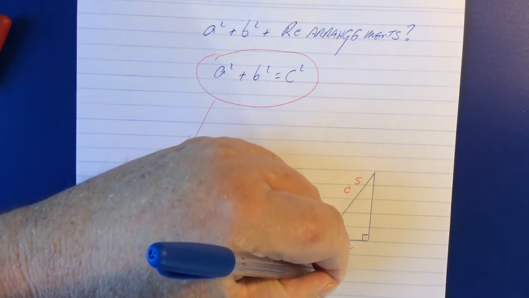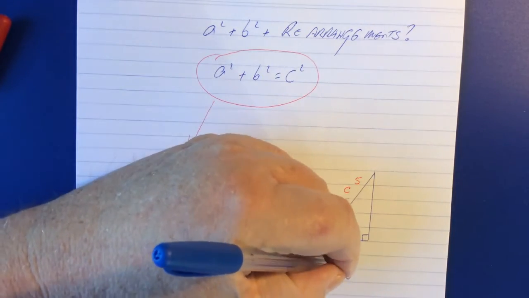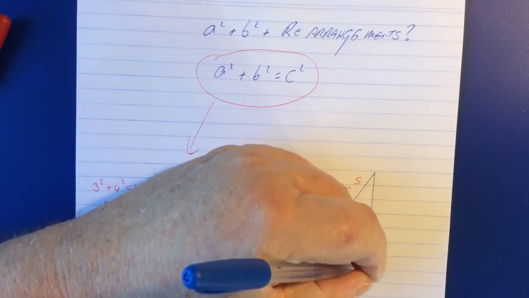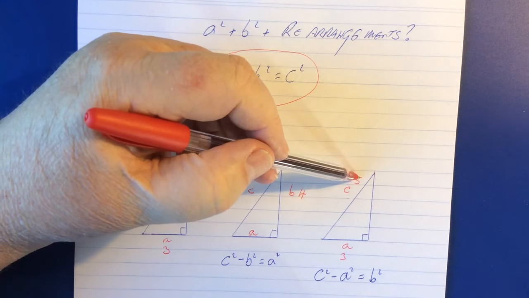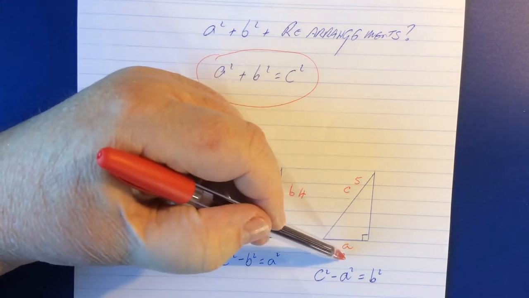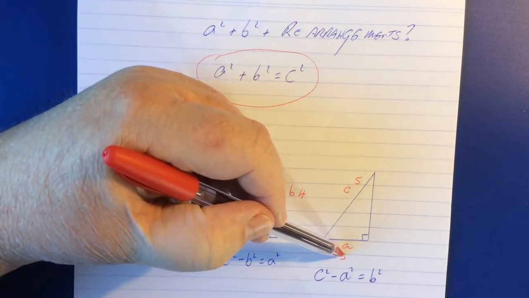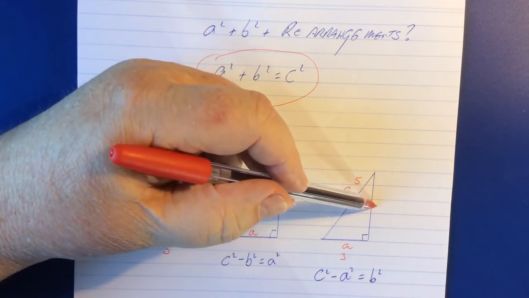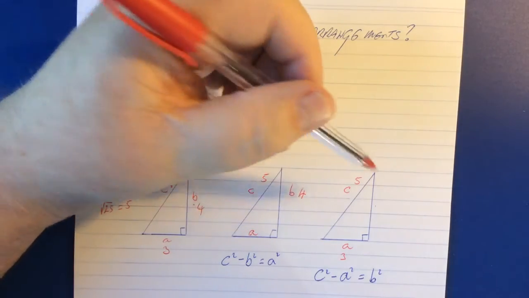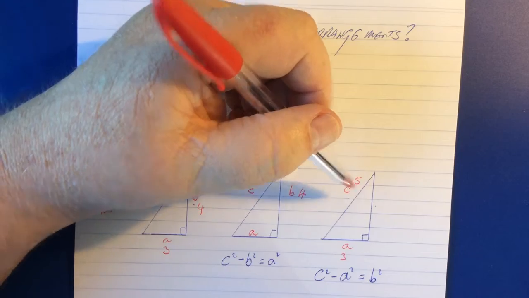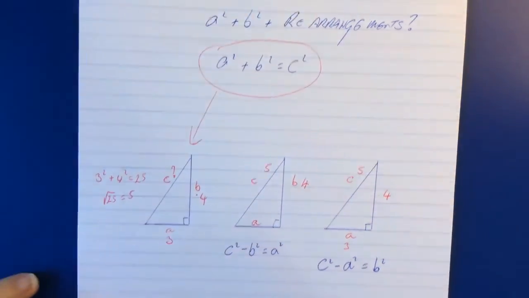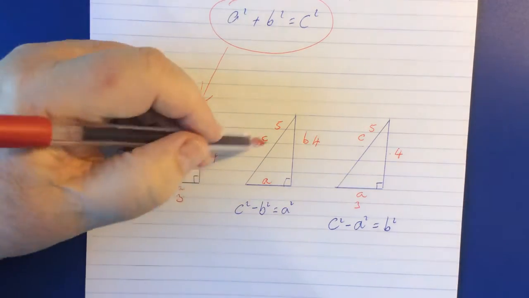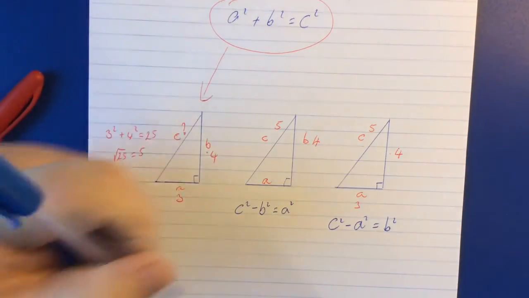Well, c squared minus a squared is going to equal b squared. So 25, c squared, minus 9, a squared, is going to equal b squared. So 25 minus 9 is 16. The square root of 16 is 4. So let me do the numbers. I'll do this in blue ink.